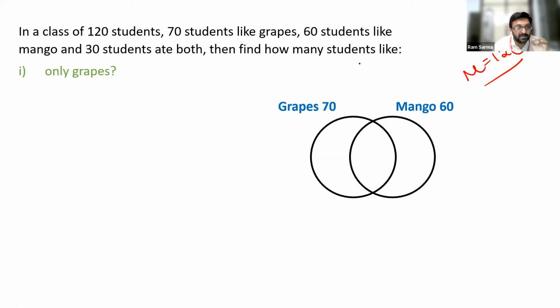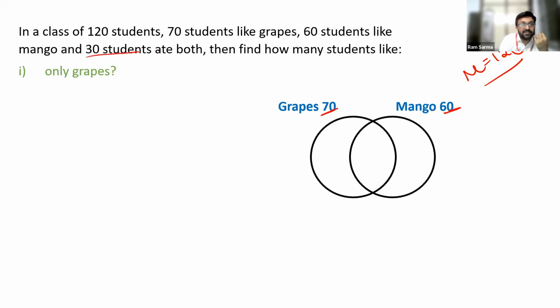Every element that you pick should be picked from mu. Clear? Every element that you pick should be present in mu. So the total number of elements given is 120. Sorry, that's the number of students. There are 120 students, among which 70 members like grapes. So the first circle represents students who like grapes, and there are 70 members. 60 members like mangoes. 30 students like both.